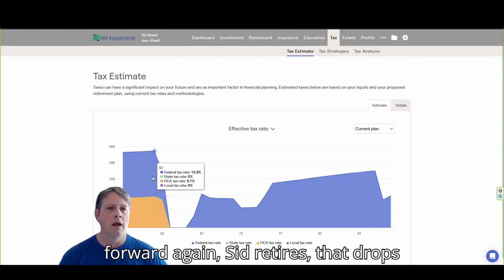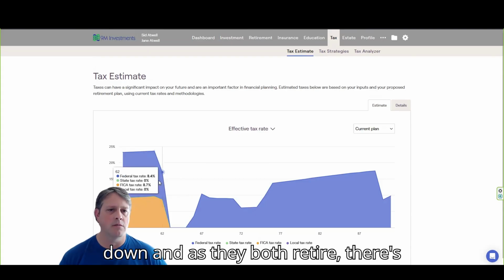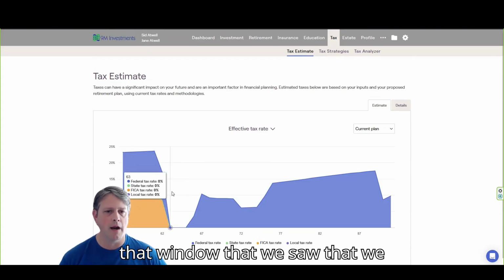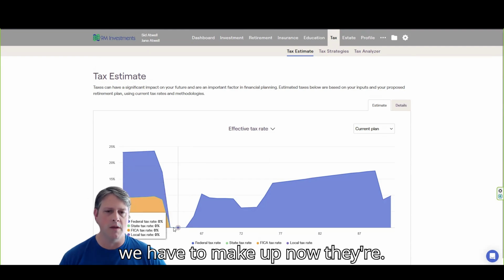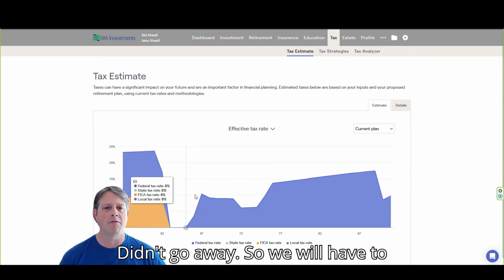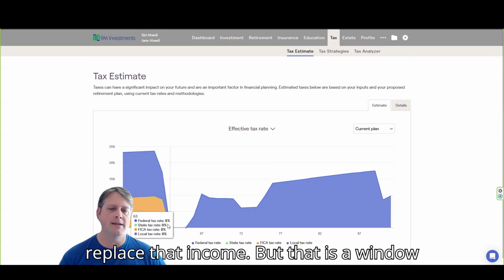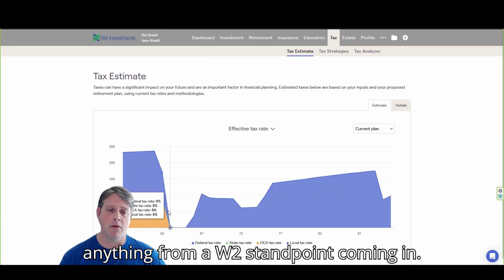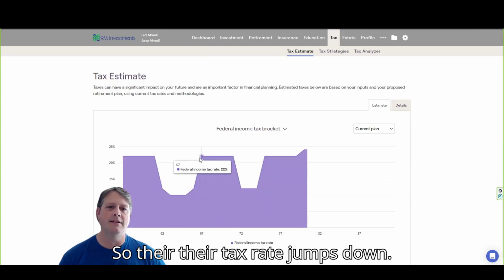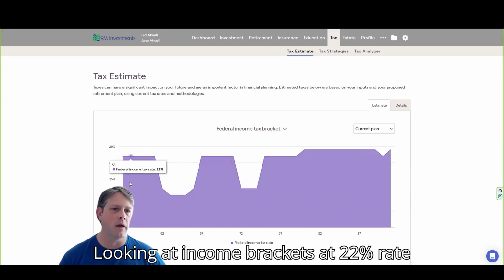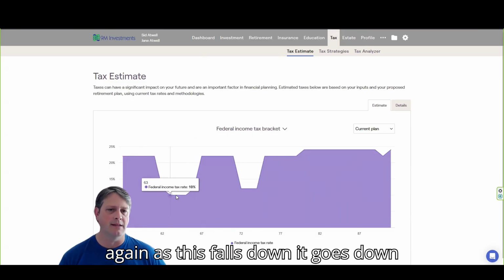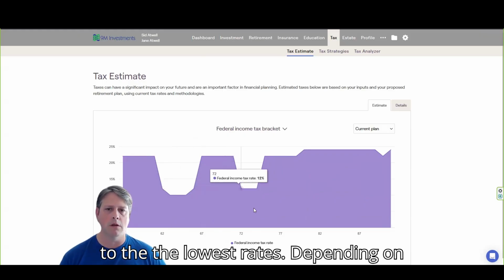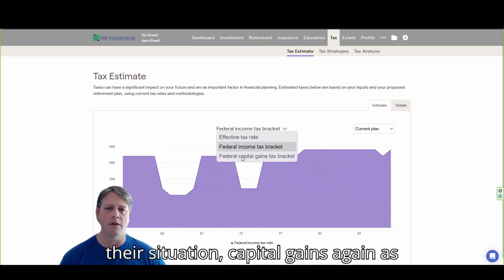But falling on Sid and Jane, currently based on their income, effective tax rate is 13% as they move forward. Again, Sid retires, that drops down. And as they both retire, there's that window that we saw that we have to make up. Now, their lives didn't go away, so we will have to replace that income. But that is a window there where we don't have anything from a W-2 standpoint coming in. So their tax rate jumps down, looking at income brackets at 22% rate. Again, as this falls down, it goes down to the lowest rates depending on their situation.